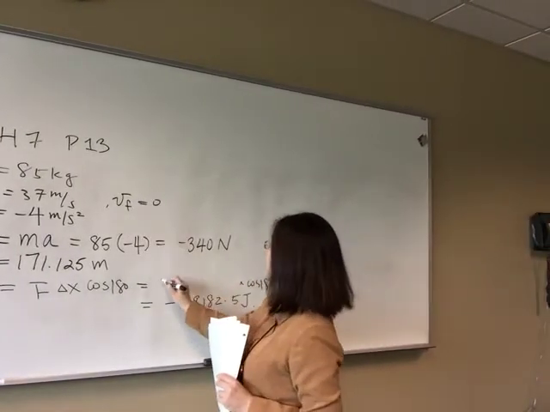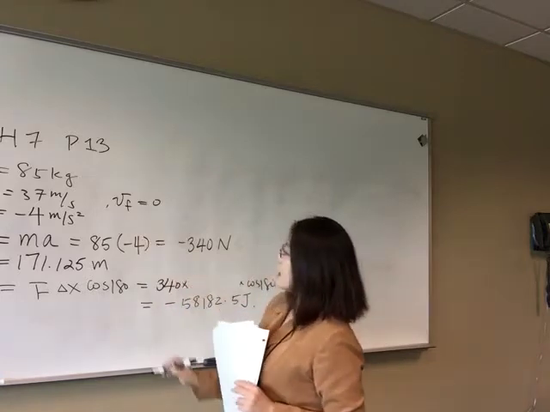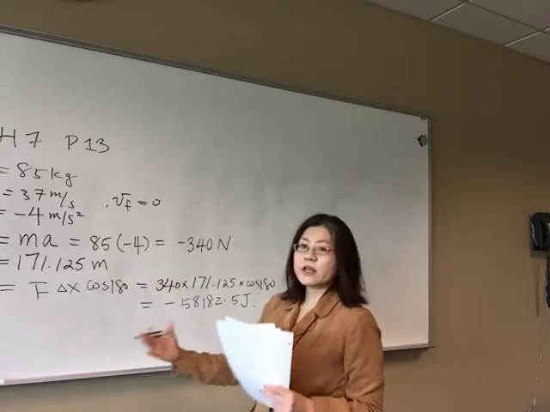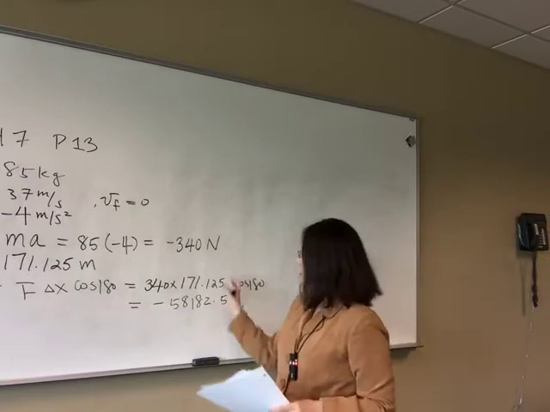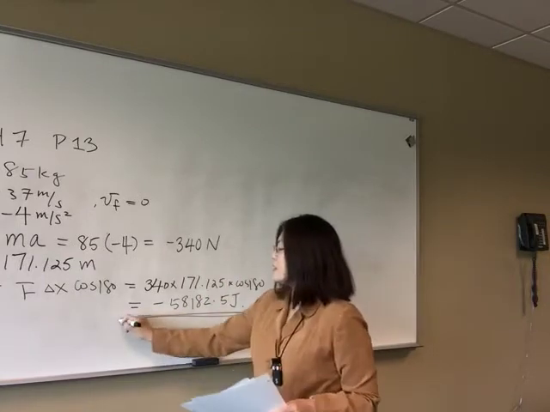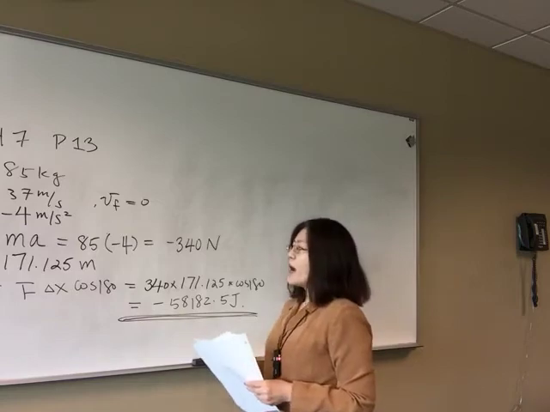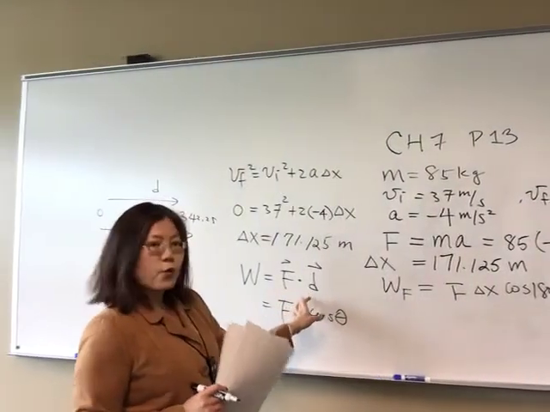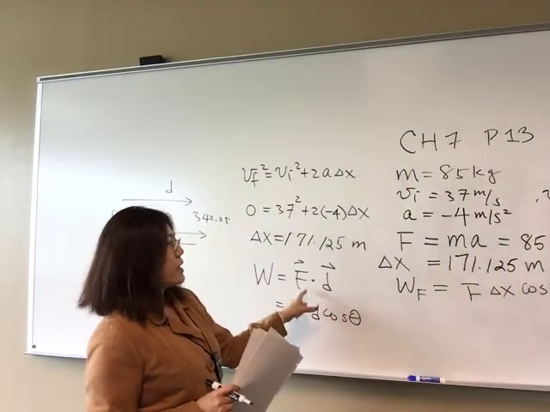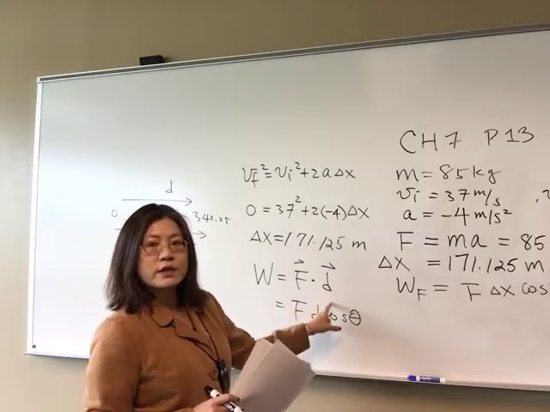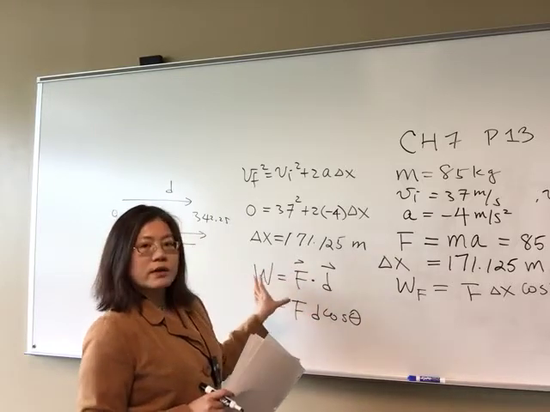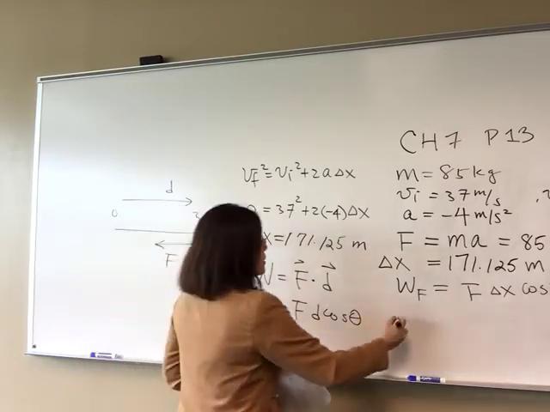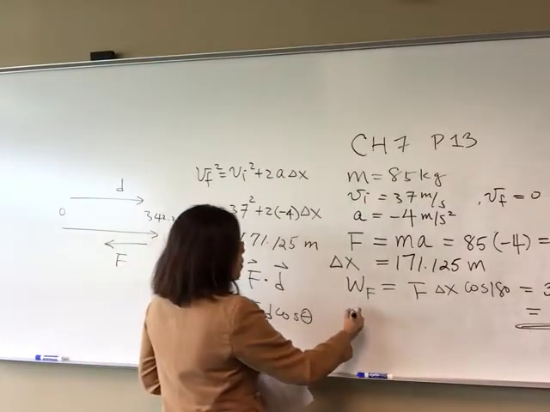So force now becomes 340, and the displacement is 171.125. They're still opposing, in the opposite direction. So after you did the calculation, you still get this amount of work. Why is that? Because work is equal to force times displacement. So if the force increases, it just means that displacement decreases, and so the net work doesn't change.